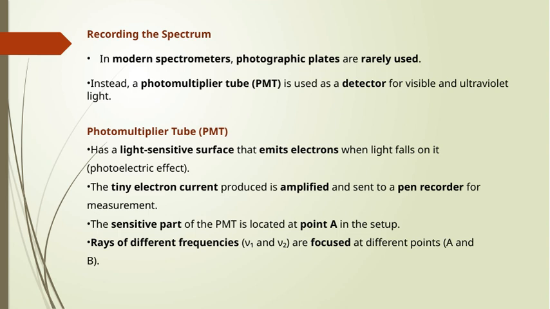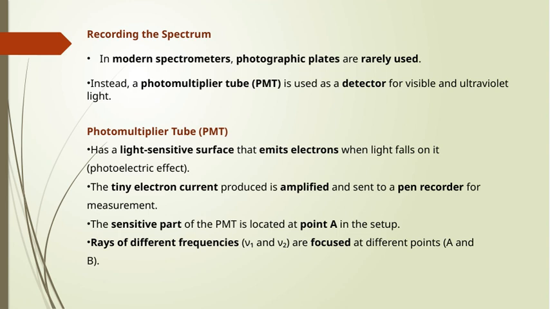The tiny electron current produced is then amplified significantly inside the tube. Once amplified, this current is sent to a pen recorder, which measures and records the signal. This setup allows us to detect very faint light signals with high sensitivity.